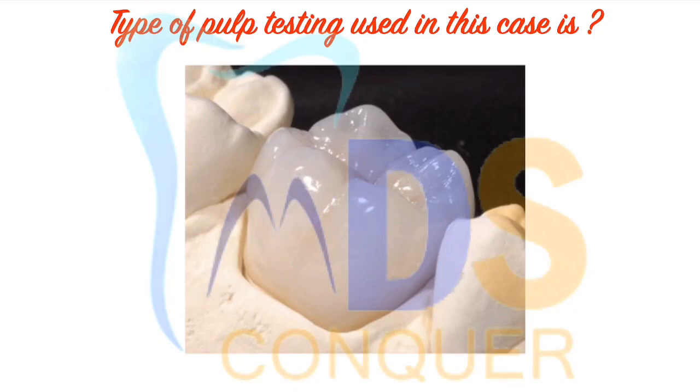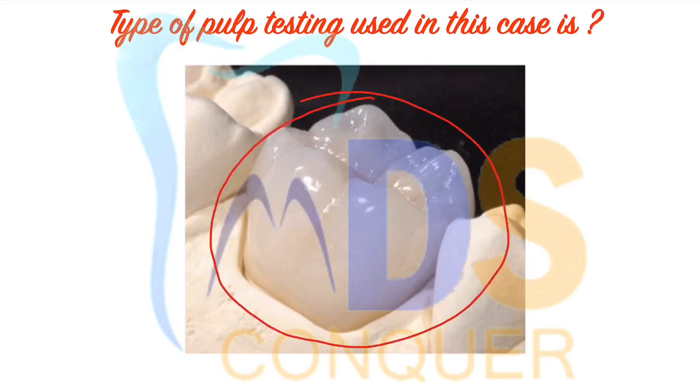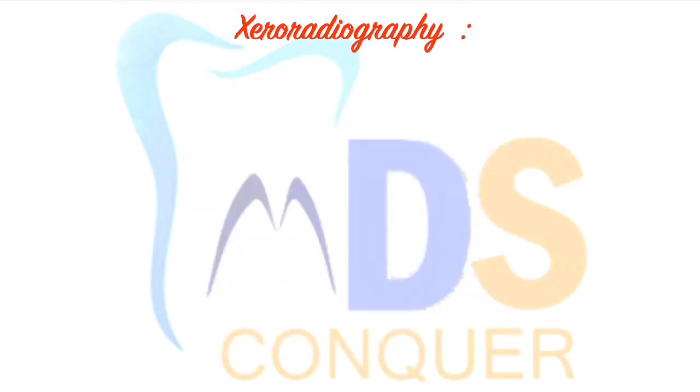Type of pulp testing used in this case. You can see this case is a full crown restoration. So for full crown restorations, the pulp test that you have to use is carbon dioxide snow, that is minus 78 degrees carbon dioxide snow, that you have to use when you're going for this particular type of test.